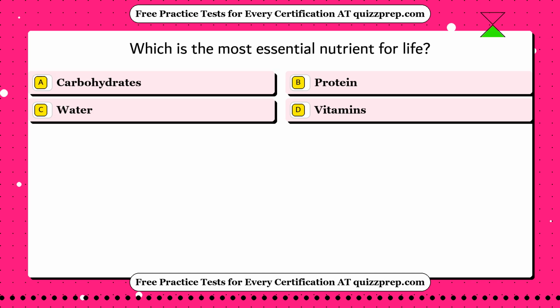Question 19. Which is the most essential nutrient for life? Option A. Carbohydrates. Option B. Protein. Option C. Water. Option D. Vitamins.